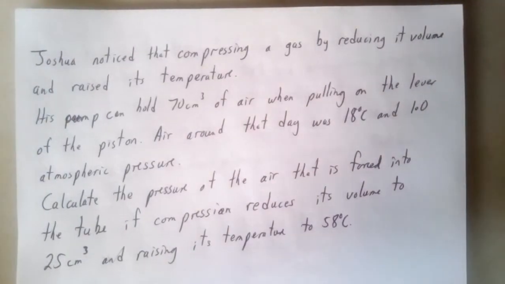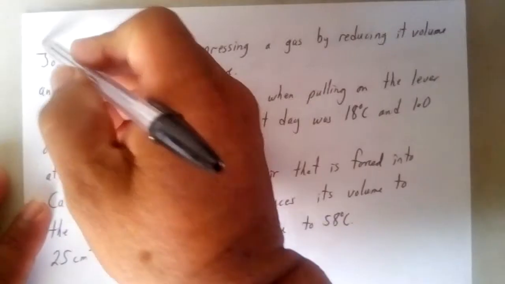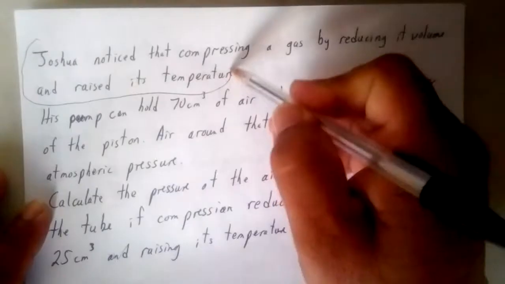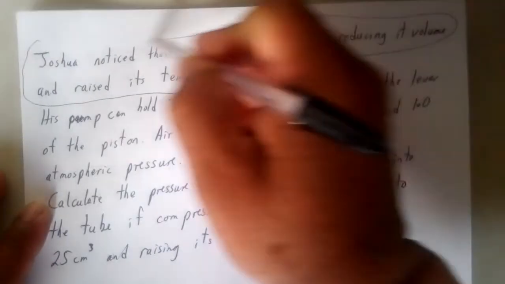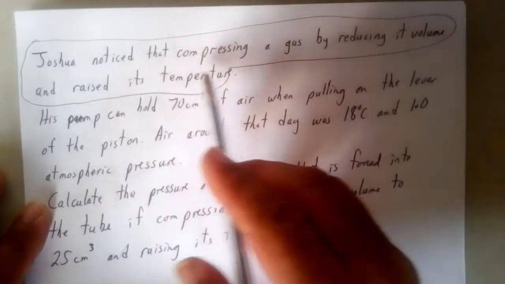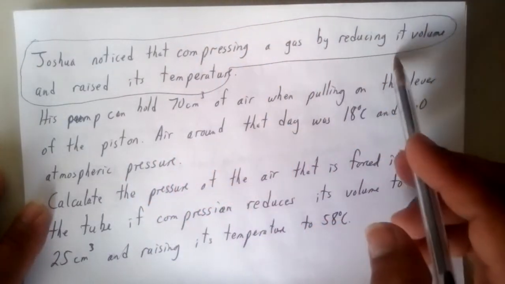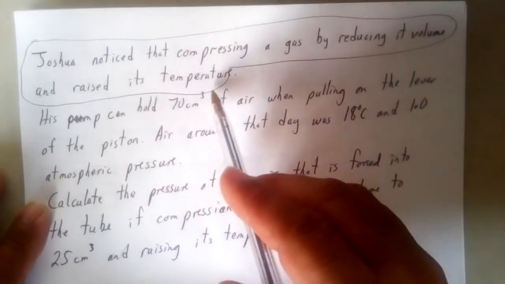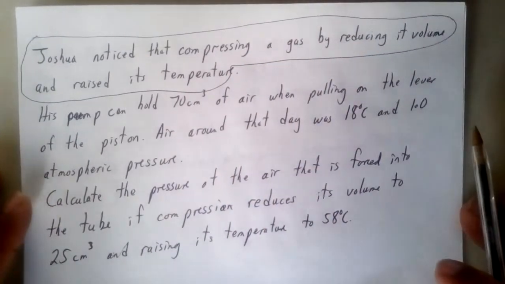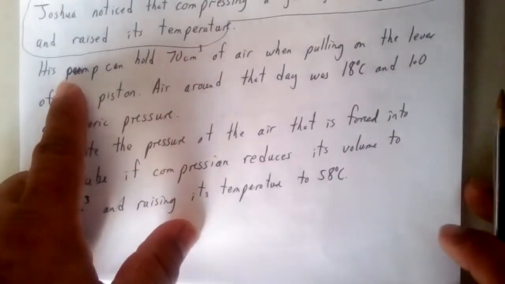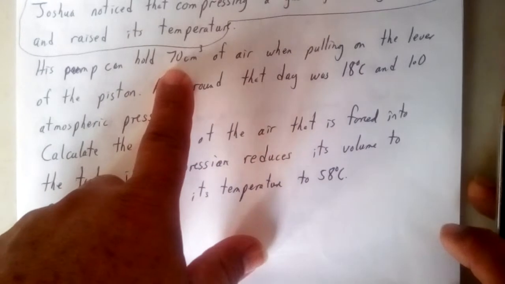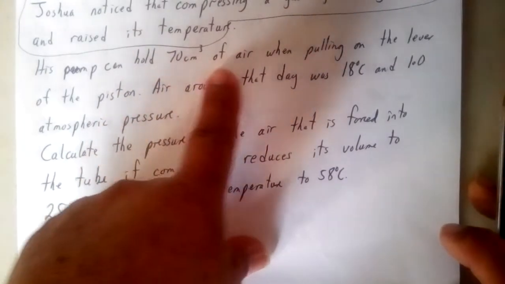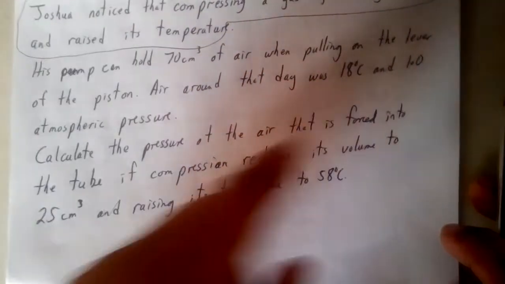It says Joshua noticed that compressing a gas is done by reducing its volume and raising its temperature. This is the whole concept. So this is what he has observed. Okay, so this is the whole idea of this problem. Joshua noticed that compressing a gas by reducing its volume and raising its temperature. What happens?